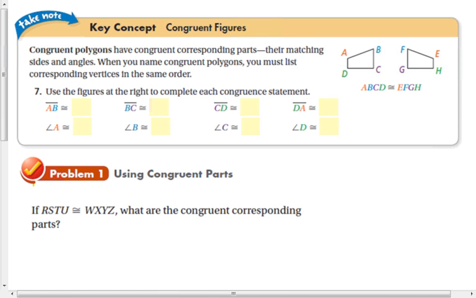All right, so here's what we're going to use today. Congruent polygons have congruent corresponding parts. That is, their matching sides and angles. When you name congruent polygons, you must list the corresponding vertices in the same order. So notice that's done here. A, B, C, D. Notice A corresponds to E, so they're in the same place. So use the figure on the right to complete each congruent statement. Go ahead and do that. I'll check back with you.